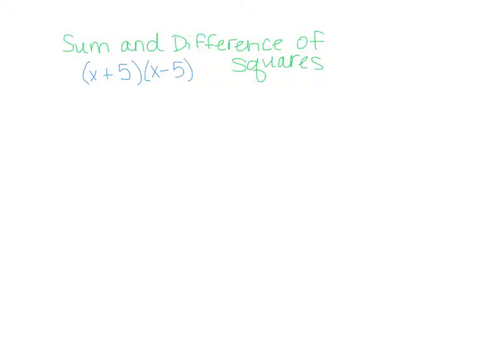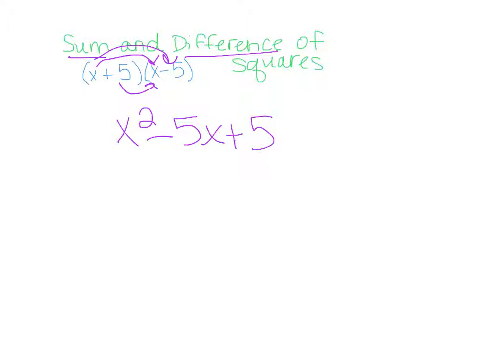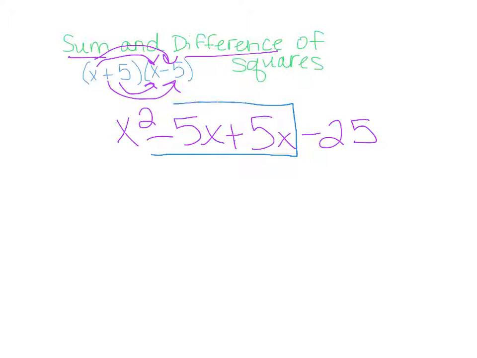Let's look at what happens when we multiply by the sum and difference of a binomial. So we have x plus 5 times x minus 5. We're going to square our firsts, multiply the outer, negative 5x, multiply the inner, adding 5x, and multiplying our lasts, we'll have negative 25. The unique thing that happens here is that our middle terms end up adding to 0, so we have a final answer of x squared minus 25.